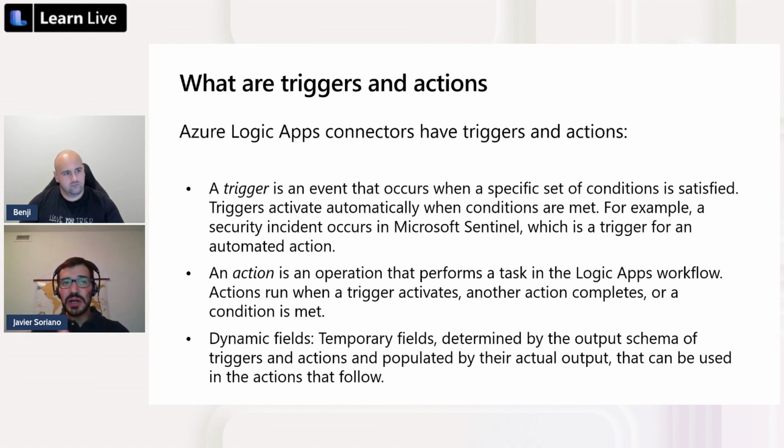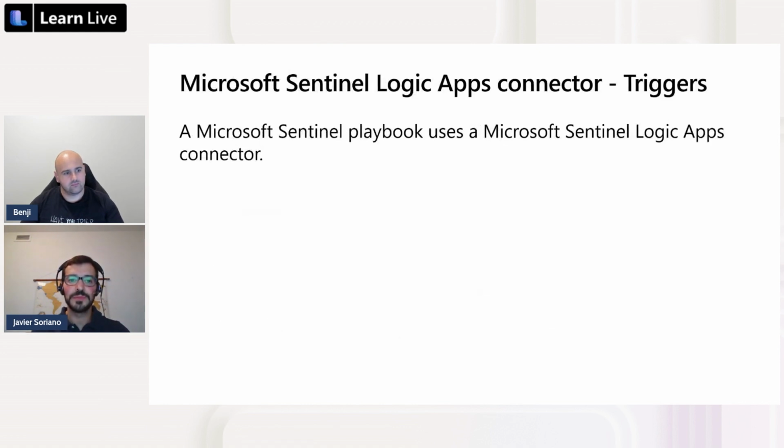Besides the trigger and actions, another important part of Logic Apps and playbooks is dynamic fields. These are temporary fields determined by the output schema of a trigger or an action, populated in the actual output. So you have your trigger that comes with additional information. For example, the Microsoft Sentinel incident trigger brings the information from the incident itself. Then in the steps that go after that, you can use the information coming from that Microsoft Sentinel incident, and so on with the different actions. You'll see that also in the demo.